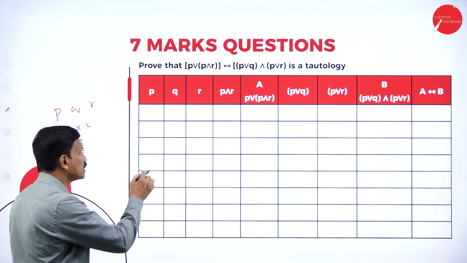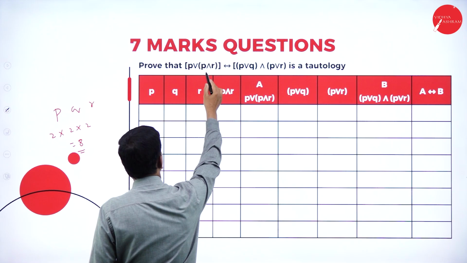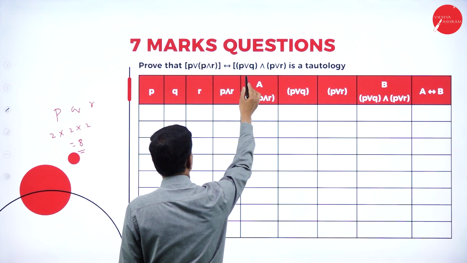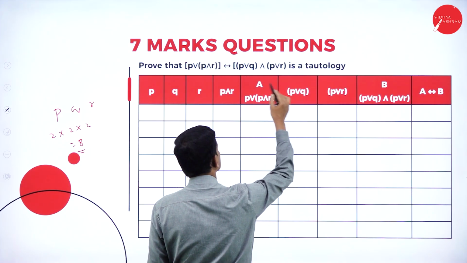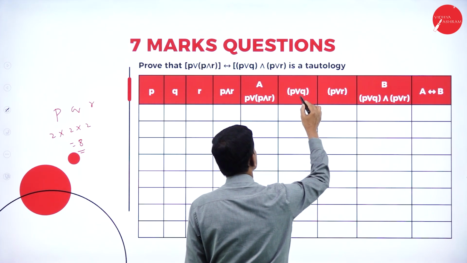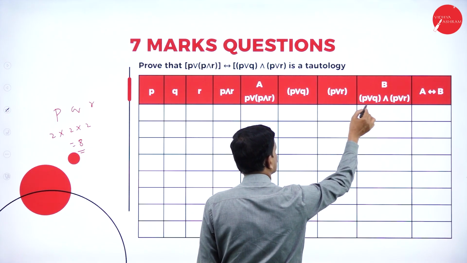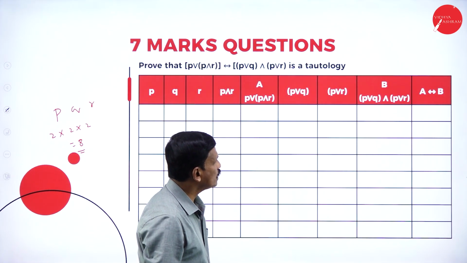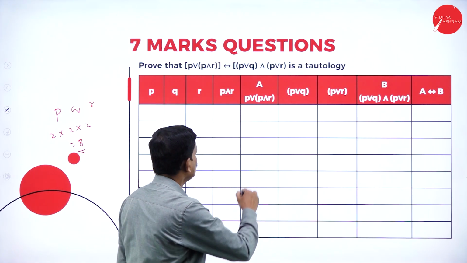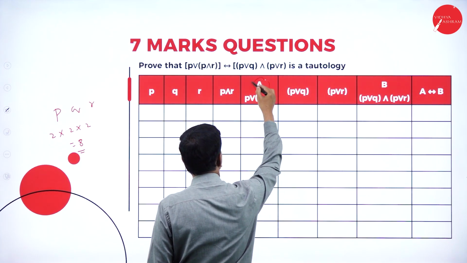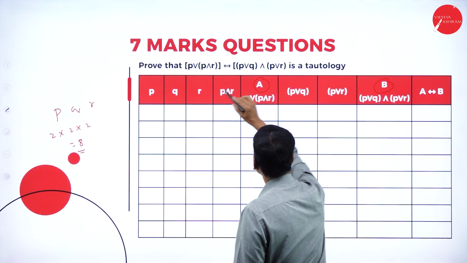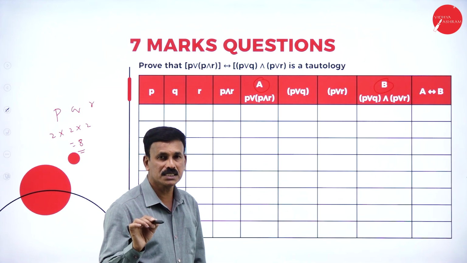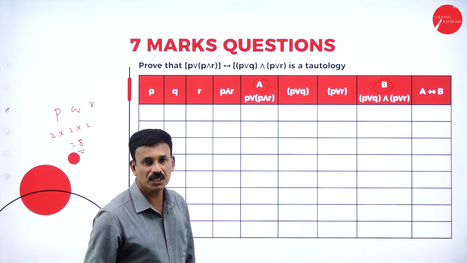So let us split the table. P, Q, R, then Q conjunction R, then the first part P disjunction (Q conjunction R), the second part P disjunction Q, P disjunction R, and the conjunction between these two, (P disjunction Q) conjunction (P disjunction R). Let us represent the first as A and the second as B, then the biconditional between A and B. If you get all the truth values in the last column as T, then it is called a tautology. Okay, let us verify now.